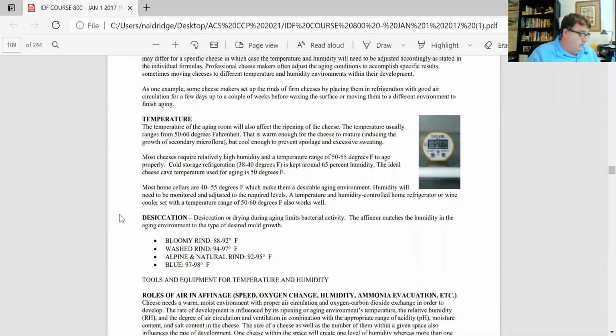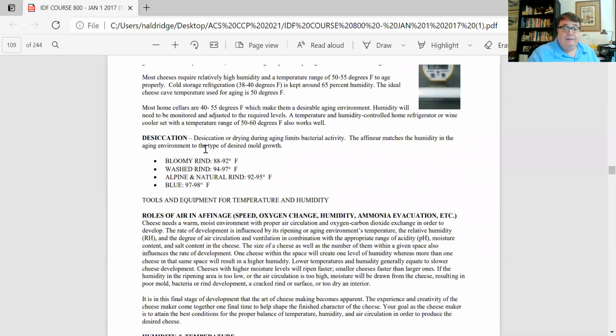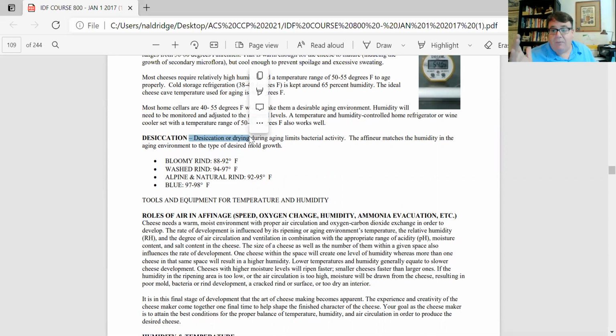So next is going to be the desiccation. So desiccation, or drying, that's probably what you're going to ask about more so than what are the specific temperatures. Like what is desiccation? When talking about cheese aging, it means the drying, and it limits the bacterial activity. So that's a good thing to remember on that one. I read through, kind of understand these, the temperatures here, but that's not quite as important.